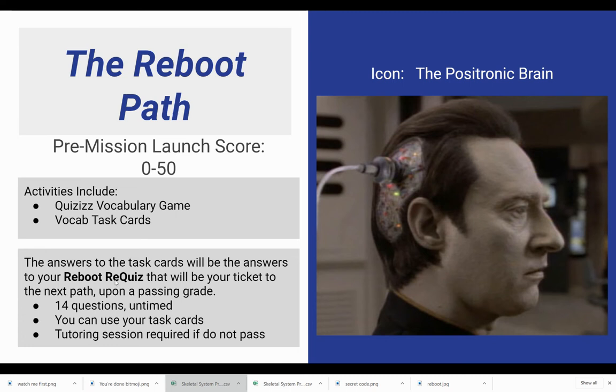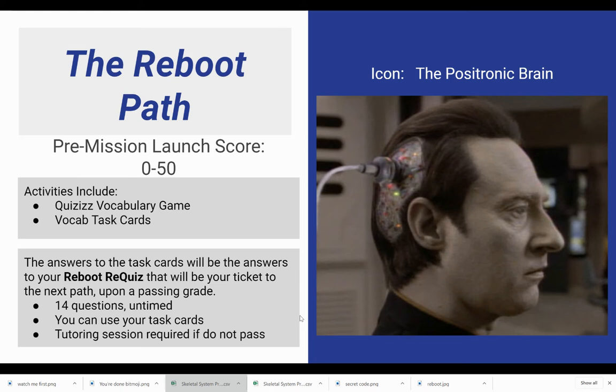You'll answer these on a Google slide, and the answers to those will be your reboot requiz, which is essentially taking the place of the pre-mission launch, and that will be your way into the next pathway if you pass it. It will be about 14 questions for this unit. It could vary. It will not be timed, and you can use your task cards.